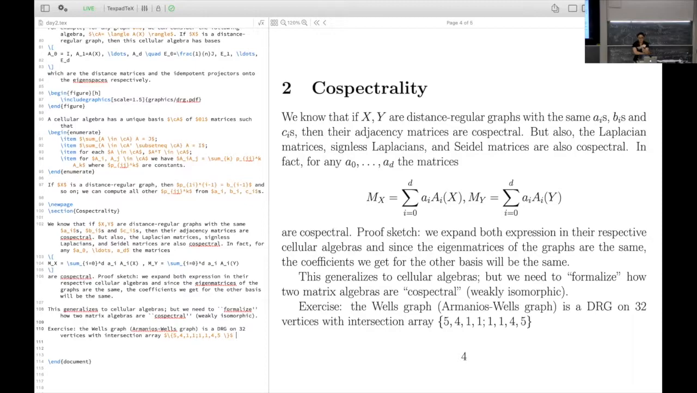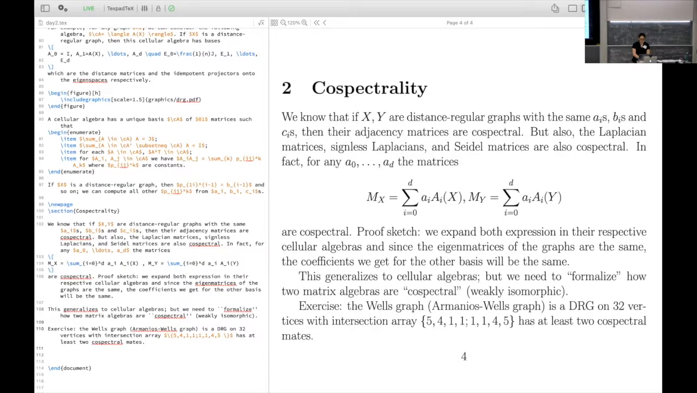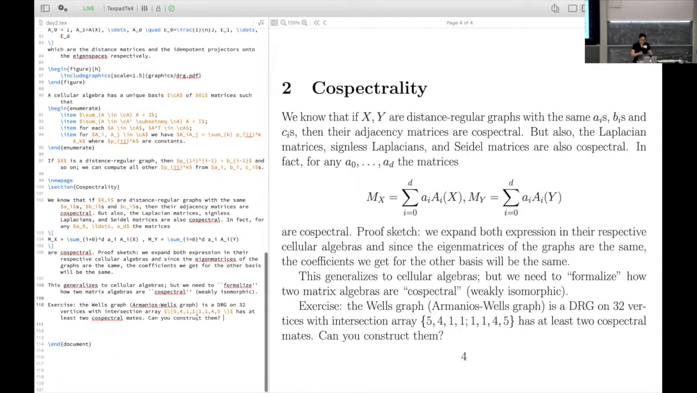But this graph has the special property that it has at least 2 cospectral mates. So there are 2 graphs, which are regular but not distance regular, who are cospectral to the Armanios-Wells graph. So part 1 of the exercise is, can you construct them? Now Bill will spend the remainder of my lecture drawing 32 vertex graphs. It was better than trying to find GQ(4,16) yesterday, but okay.